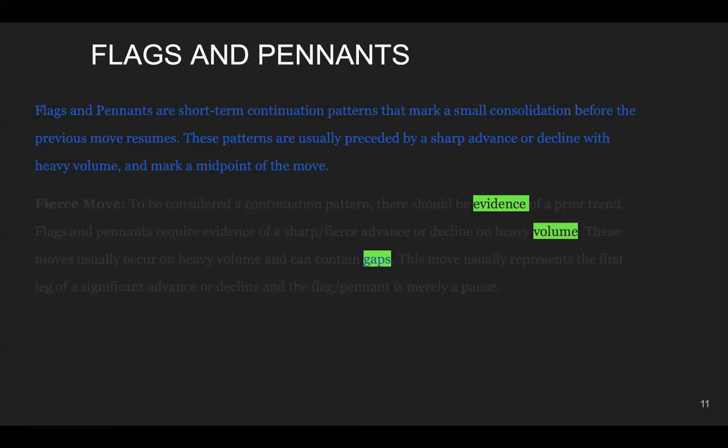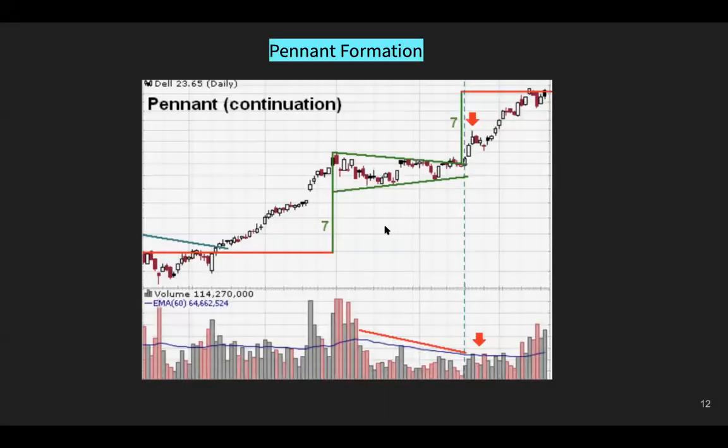Flags and pennants require evidence of a sharp, fierce advance or decline on heavy volume. These moves usually occur on heavy volume and can contain gaps. This move usually represents the first leg of a significant advance or decline, and the flag/pennant is merely a pause.